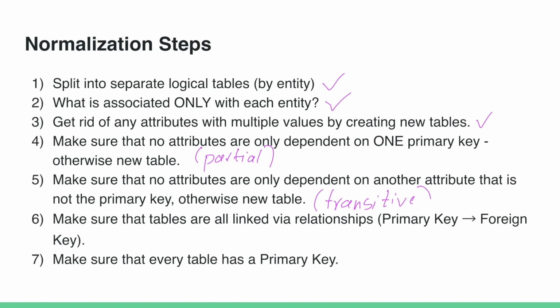Make sure that all tables are linked via relationships. So every table does not need to be linked to every other table, but it needs to be linked to at least one other table by a primary key, foreign key relationship, because ultimately they are all in the same database, and we need to be able to access other values and other tables through whichever one table that we are starting with. And finally, you need to make sure that every table has a primary key.